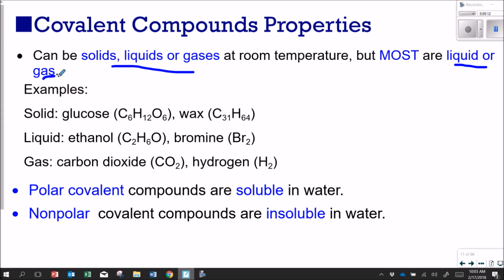or gas. Some examples: for solid, glucose and wax; for liquid, ethanol and bromine; for gas, carbon dioxide and hydrogen. Polar covalent compounds are soluble in water, and non-polar covalent compounds are insoluble in water. For now, we will stick to that. We will learn more about why that is later.